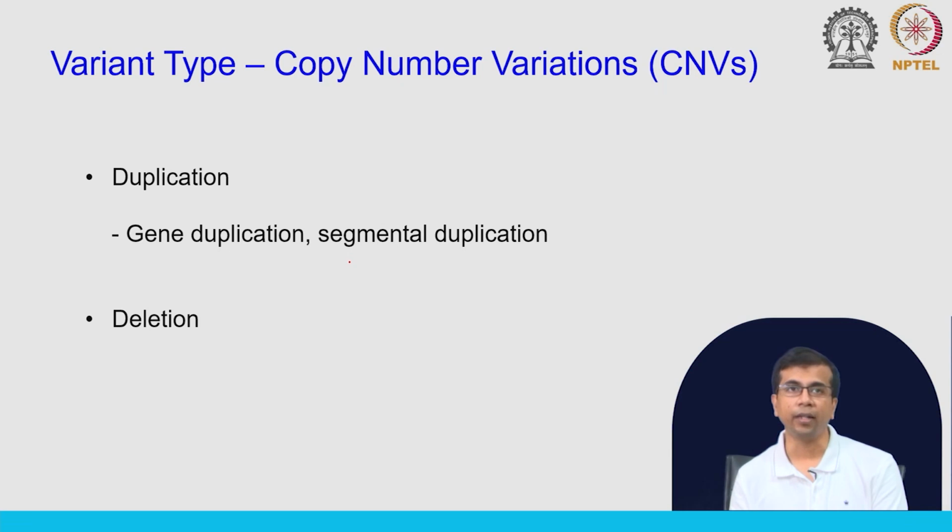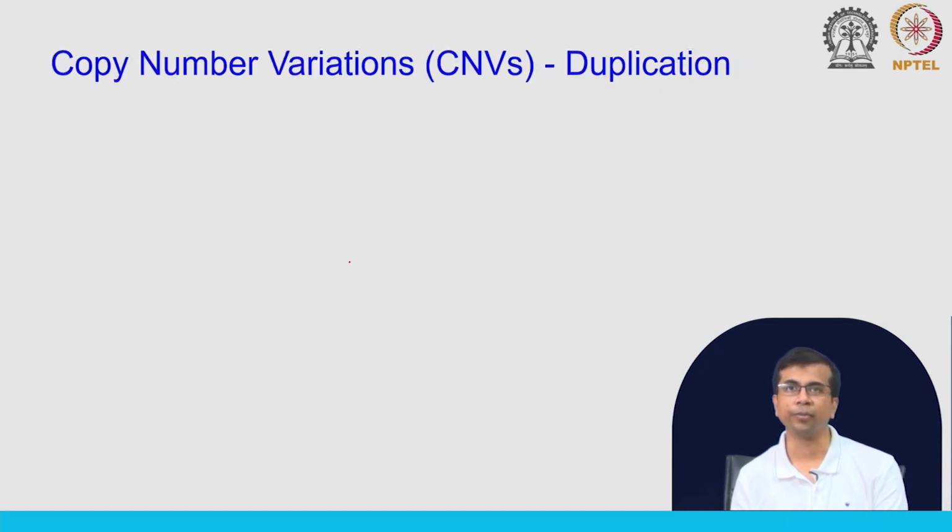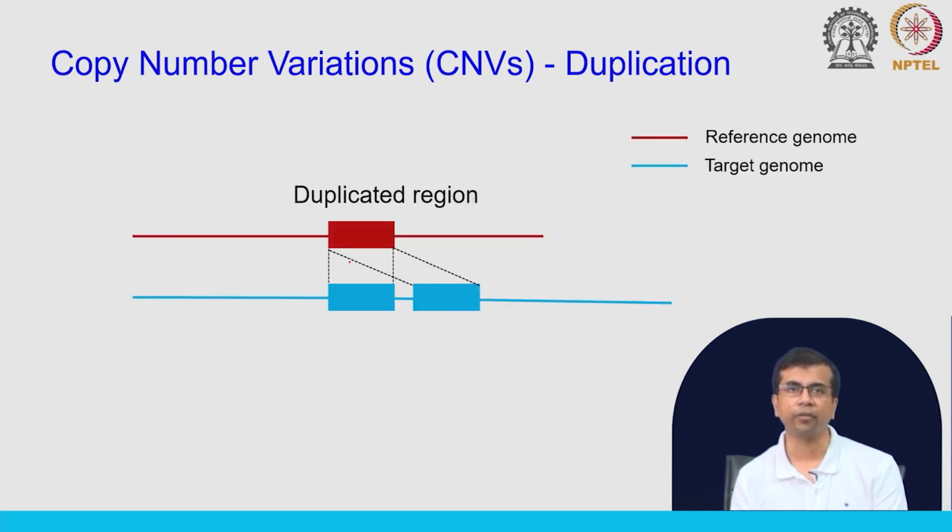And similarly, you can have deletion. So, again do not confuse this with the indel ones, these are large scale deletions. Which means a gene or a segment can be deleted. So, just to illustrate this copy number variation, right. You can imagine this is a region, a gene or a segment of the genome. In the red, this is the reference genome, and in the blue target genome, you have this region present in 2 copies. Okay. So, this is what we will call duplication.